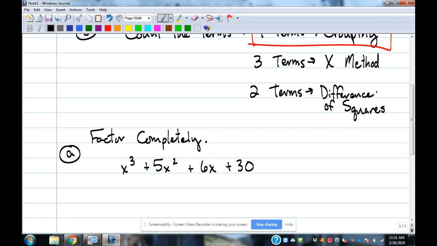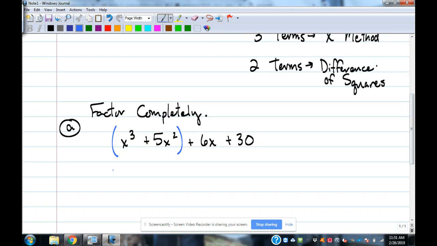So we got 4 pieces, 1, 2, 3, 4. What we're going to do is we're going to separate the problem into 2 halves. If you take half of something, it's 2 pieces of it, right? We're going to take the first half, and we're going to put it in parentheses. And we're going to work the GCF of the first half. What's the GCF of this first half?